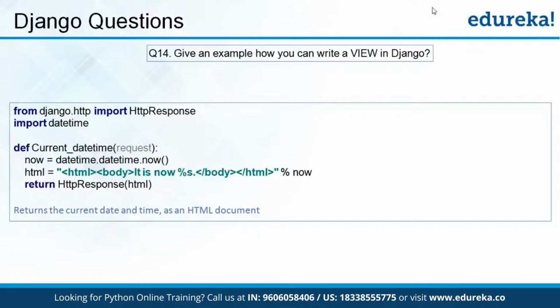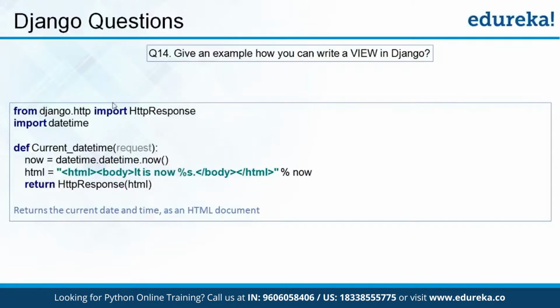All right. Now, how do you write a view in Django? We talked about templates, and I also showed you a simple template. How do you write a view? A view is similar to a controller, which pulls up information from your model and your template and serves it to the user.